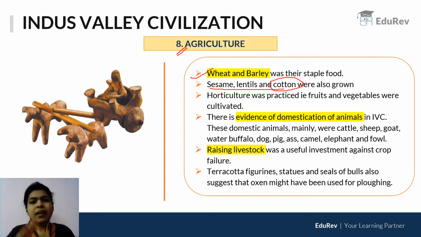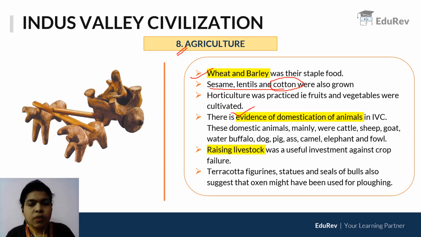Not just that, irrigation models have also been found at the place of Dholavira, and especially you have to remember that irrigation is thought to have been carried out by the usage of wells or reservoirs which were found at this place of Dholavira. And not just that, there is evidence of domestication of animals.